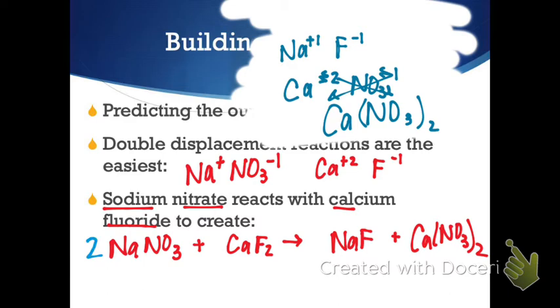Okay, that balances my nitrates, but what does it do to my sodium? It makes it 2. So I need to check now on my product side, do I have 2 Na? Well, I don't, right? So I'm going to put a 2 in there. That changes my fluorine to be 2. So I check over here and it's already at a 2, which means I'm probably good.